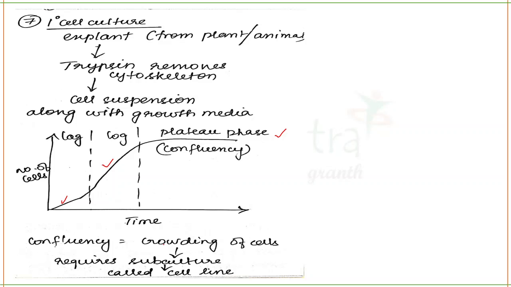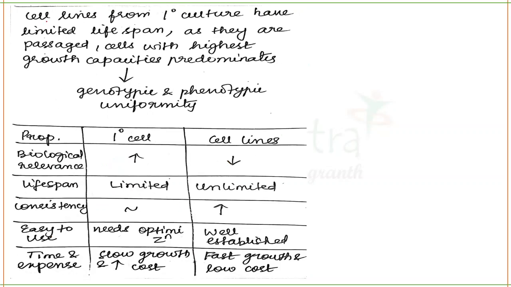So if the confluency is more than 90 percent, which means the cell culture plate is 90% filled with cells, then it requires subculture. And when you subculture the primary cell culture, it is either called secondary cell culture or it becomes a cell line. Cell lines from the primary culture have a limited lifespan as they are passaged. Passage means subculture. When you subculture it several times, it will lose some of its properties and its lifespan will be reduced because the cells will undergo a process called aging, or senescence.